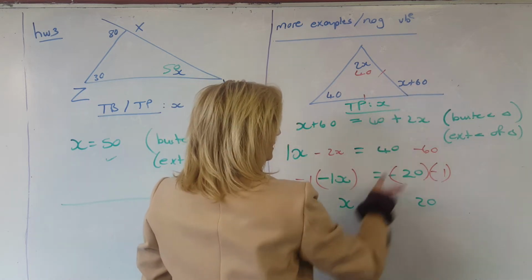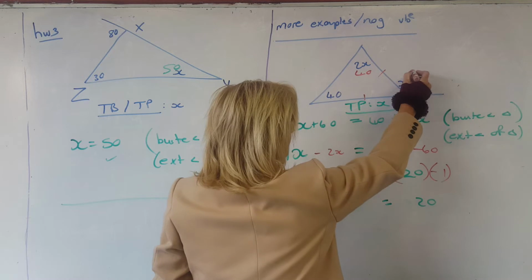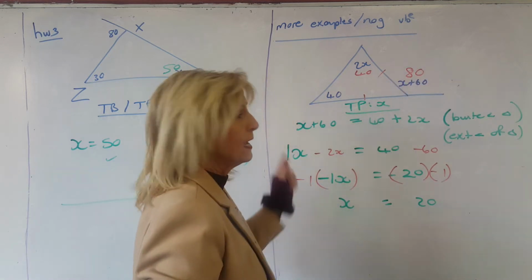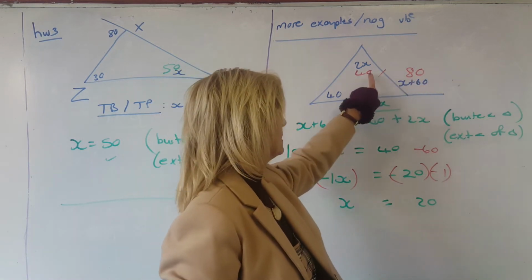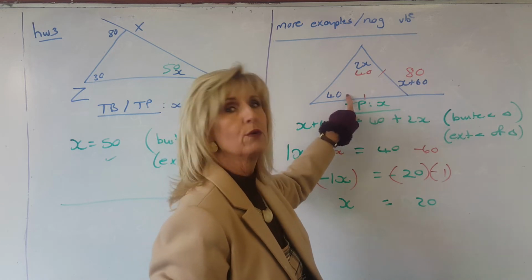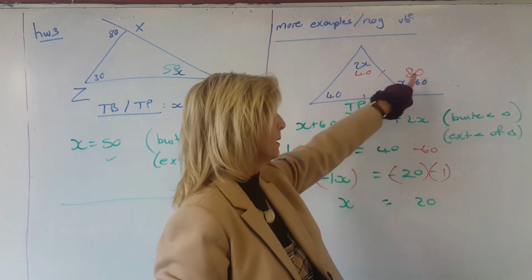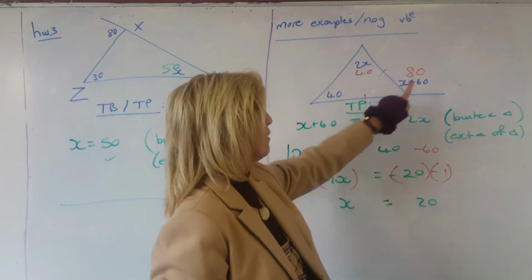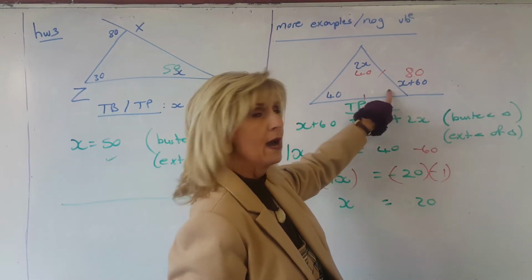So x was 20, so 20 plus 60 gives me 80. Is it still true that the exterior one is equal to the sum of the opposite interior ones? Ja, 40 plus 40 is 80. Buitehoek is gelyk aan som van. If I want to do straight line, this would be 100.